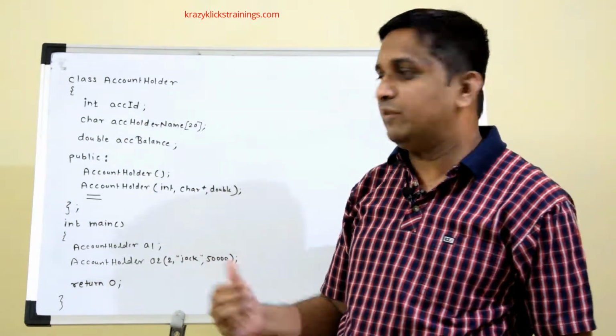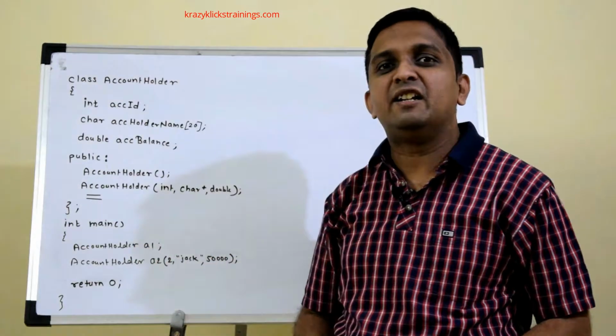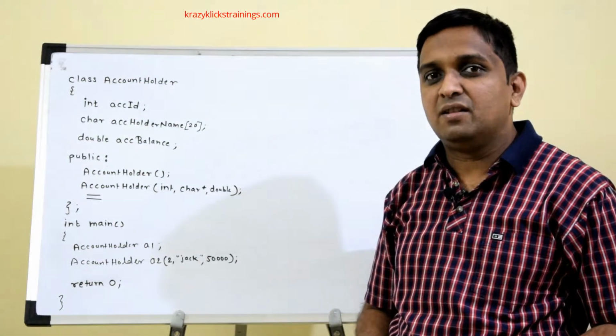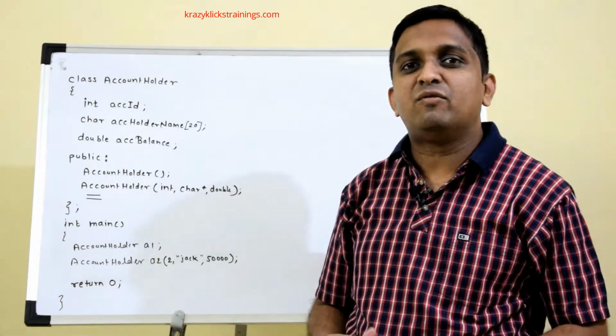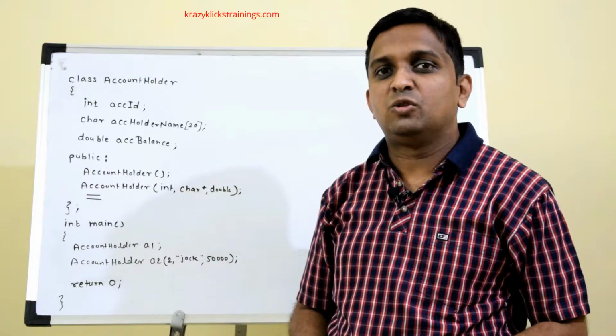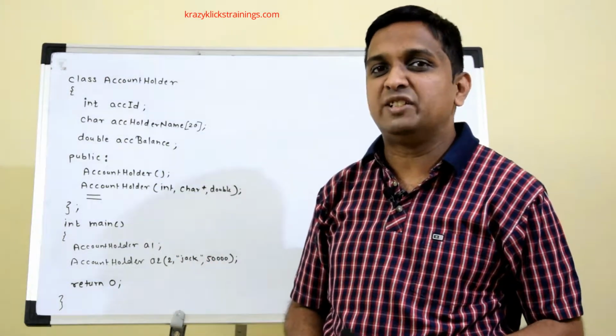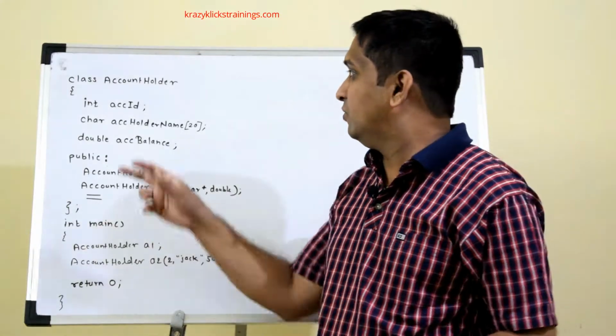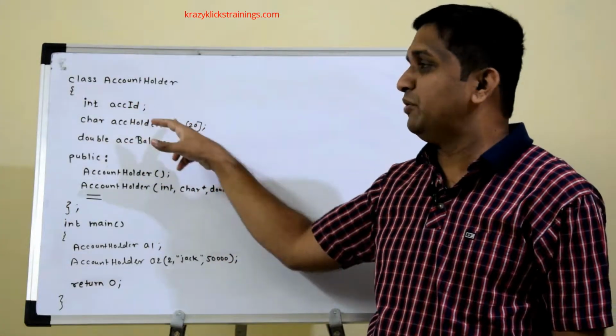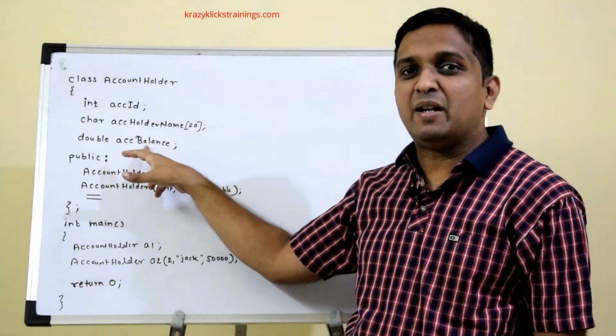Now suppose I have two different objects A1 and A2, which are declared inside the main function. Then how will the memory diagram look for that? The objects are local objects, so the memory will get allocated onto the stack. Now what is the size of the class? The size of the class is 4 plus 20 plus 8 bytes for the double.